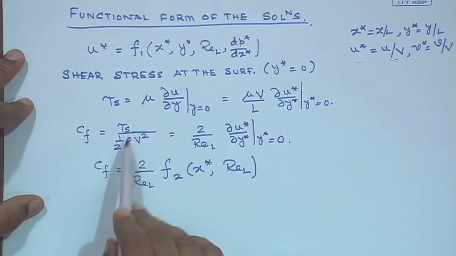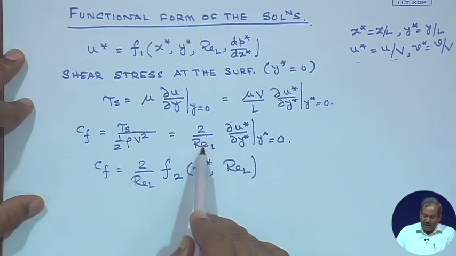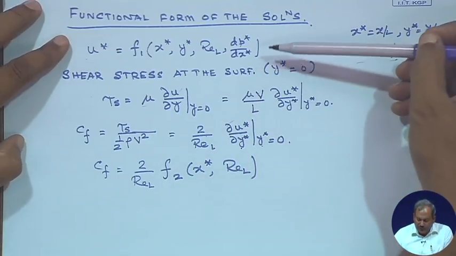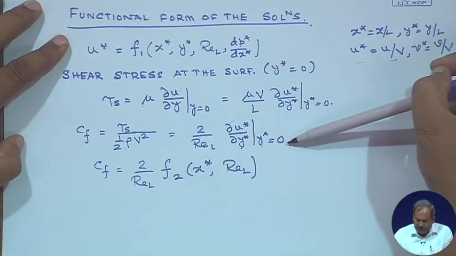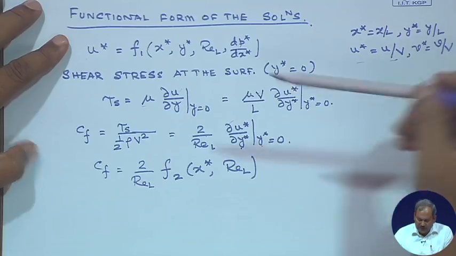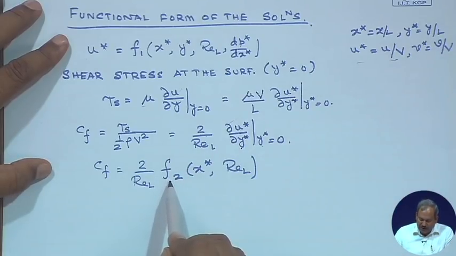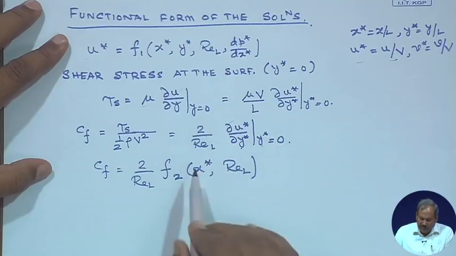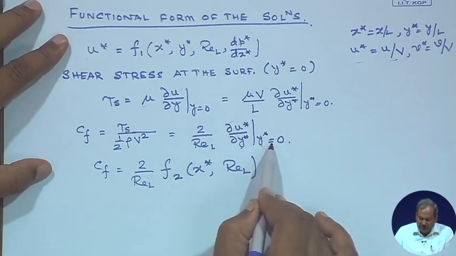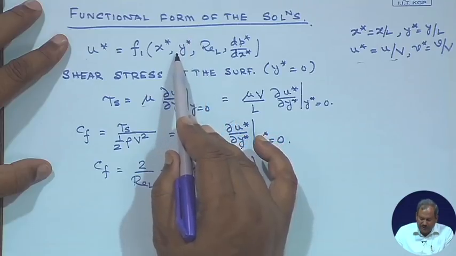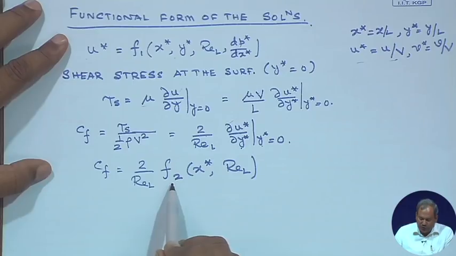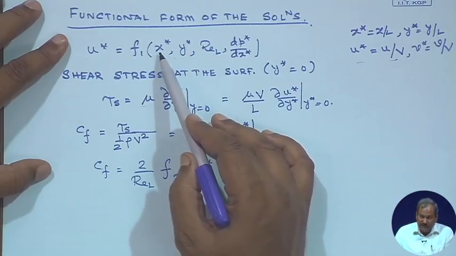So, CF, which is tau s by this, would simply be equal to 2 by REL del u square by del y star at y star equal to 0. If you look at this expression, since I have specified the value of y star to be equal to 0, therefore the function that I am going to write for f2 will not contain y star, because I am evaluating this at a fixed value of y star. Therefore, I have fixed y star. So, this is no longer a variable in the expression. Therefore, f2 should not contain y star, but I did not say anything about x star.